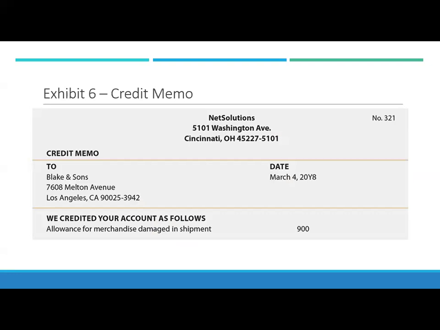And so this is a credit memo. Remember, we looked at the debit memo earlier, which is basically the buyer saying, hey, it was defective. We want a refund. The credit memo is the supplier acknowledging, here you go. Yes, you get a refund. And so see, it's the $900 for merchandise damaged in shipment. It's the same goods as in the previous debit memo.